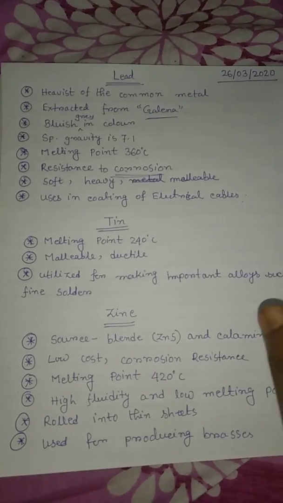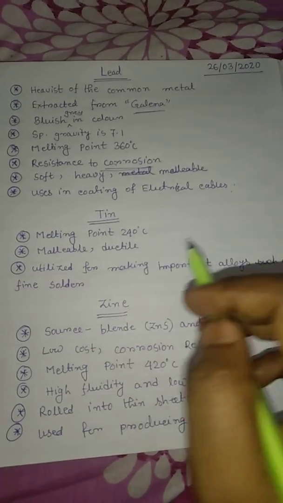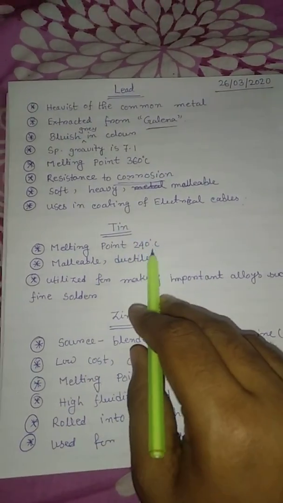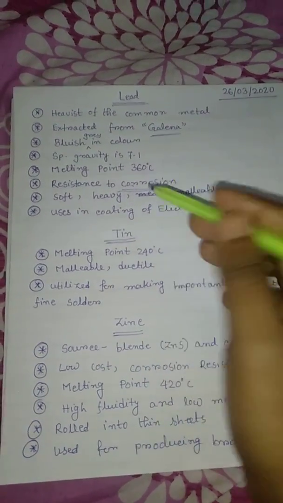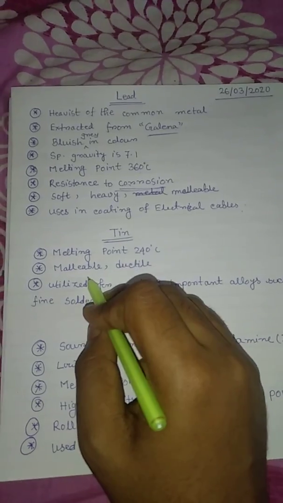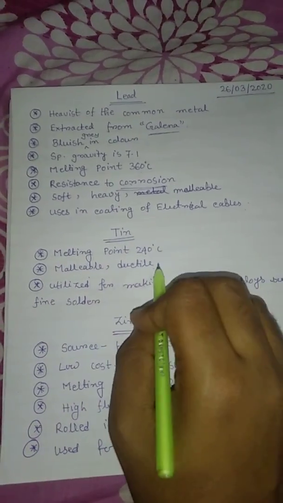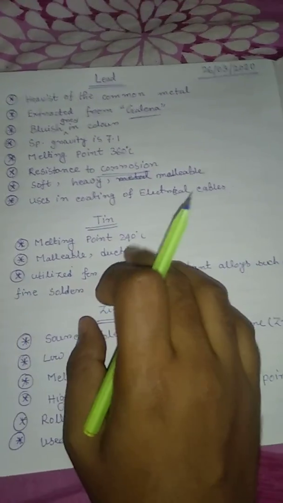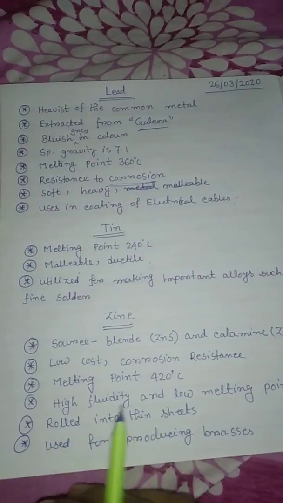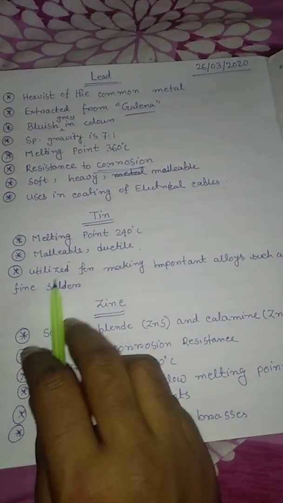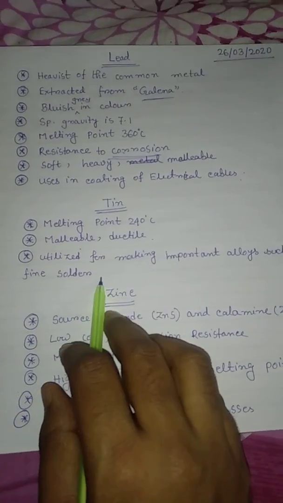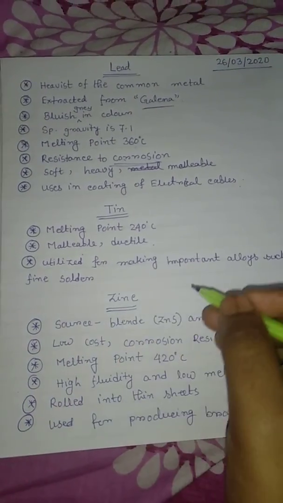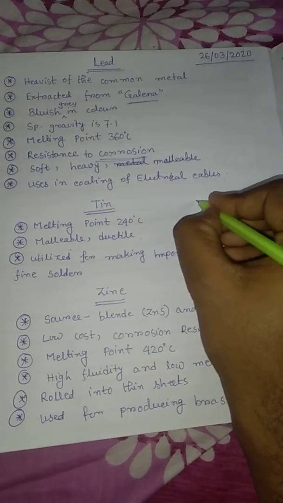Now, tin is another non-ferrous type of material. You have some idea about that. Tin's melting point is basically 240 degrees Celsius, which is far below that of lead, and it is also malleable. That means it is soft and ductile. What is its utilization? It is used for making important alloys such as fine solder and brass and bronze alloys.